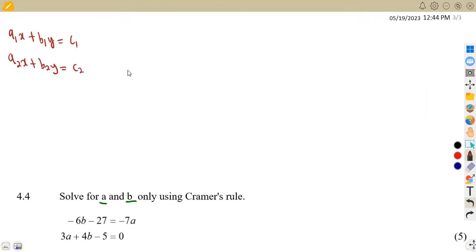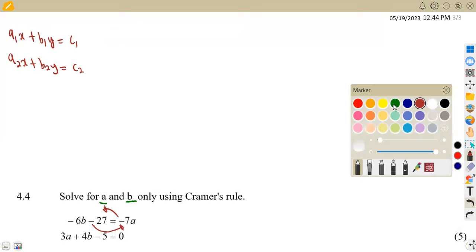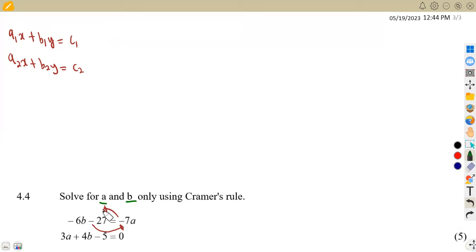So meaning to say, you are supposed to have your variables on one side of the equation and the constants on the other part of the equation. So here we can rearrange: negative 7a, we can transpose this to the left-hand side so that it can be a positive. We also transpose the negative 27 to the right-hand side so that it can be a positive also. So the minus 7a to this side is going to be a positive 7a.